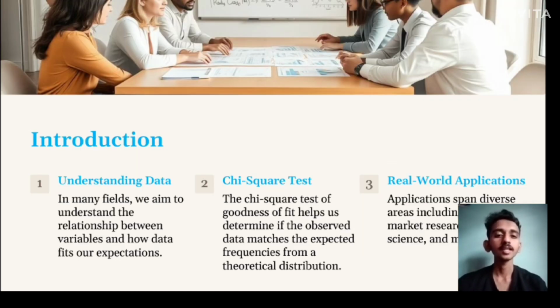Introduction. There are three parts: understanding the data, second chi-square test, third real world applications. First, understanding data. In many fields, we aim to understand the relationship between variables and how data fits our expectation. Second, chi-square test. The chi-square test of goodness of fit helps us determine if the observed data matches the expected frequency from a theoretical distribution. Third, real world applications. Applications span diverse areas including market research, science, etc.